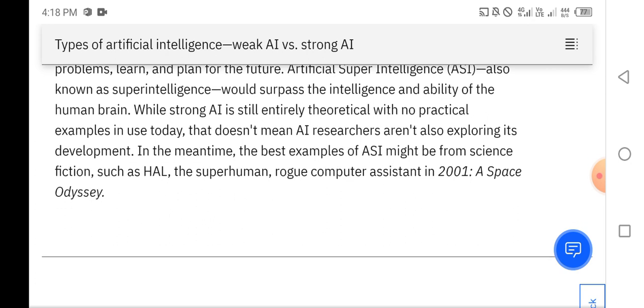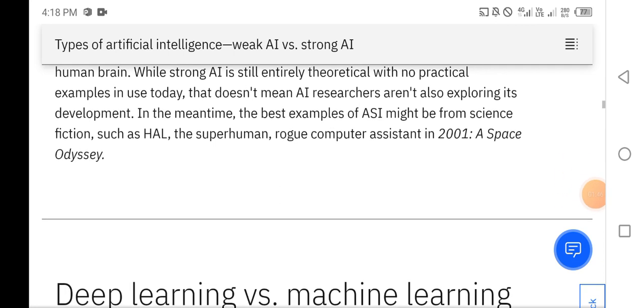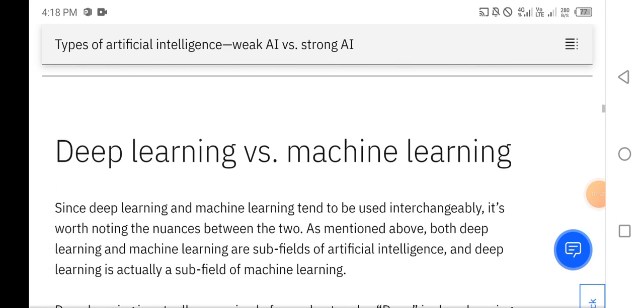That doesn't mean AI researchers are not also exploring its development. In the meantime, the best examples of ASI might be from science fiction, such as HAL, the superhuman rogue computer assistant in 2001, and many more.